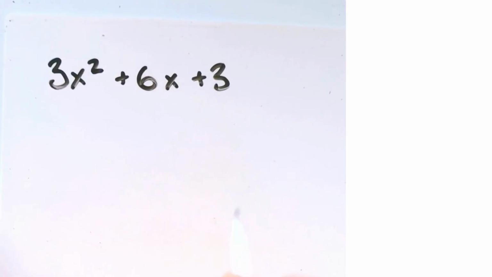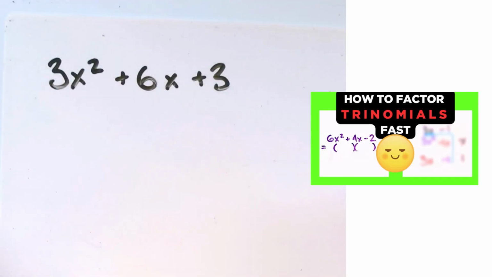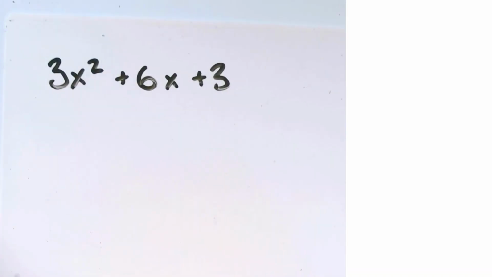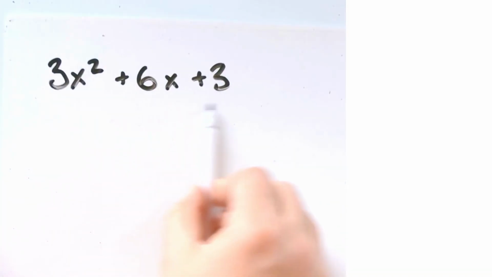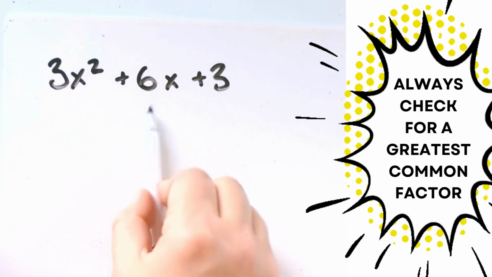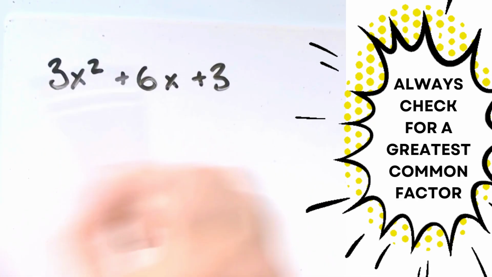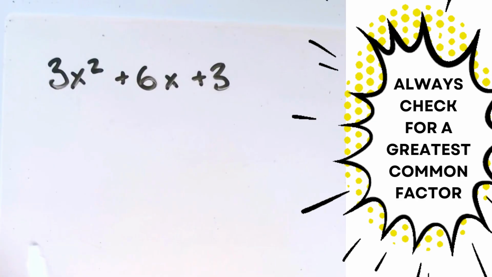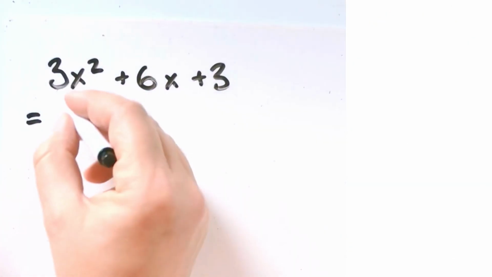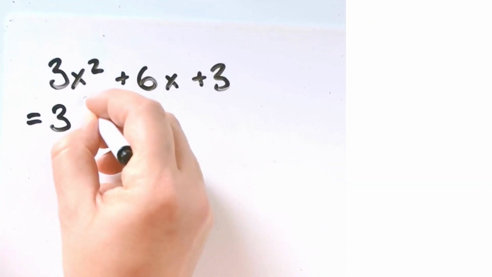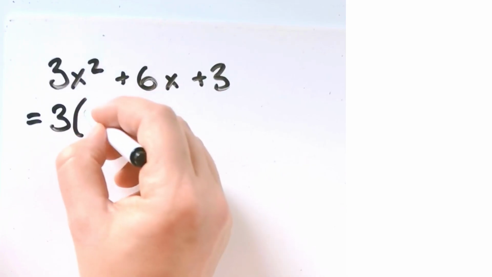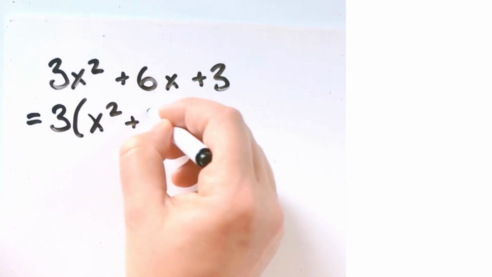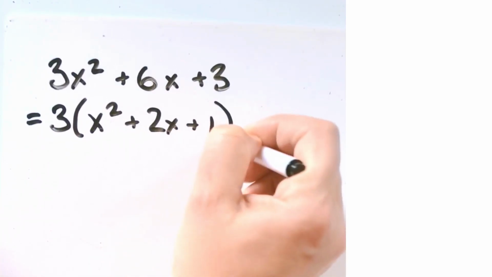And actually, it's a little bit different, kind of the same, a little bit different, and I have a video about that separately. But this is a little bit of a trick because I always need to check if I have a greatest common factor. Do you guys see a greatest common factor between these three terms? I hope so. That greatest common factor is 3. Okay, so now after I factor out 3, I will have x squared plus 2x plus 1.